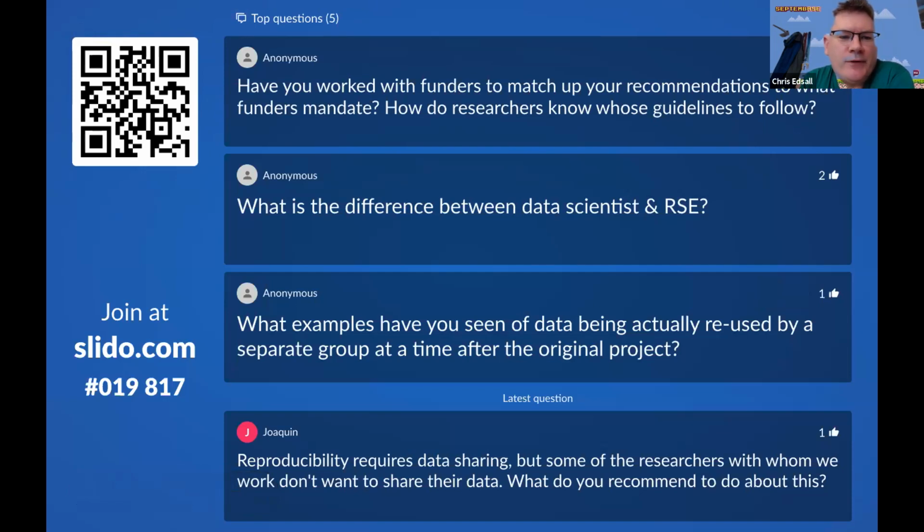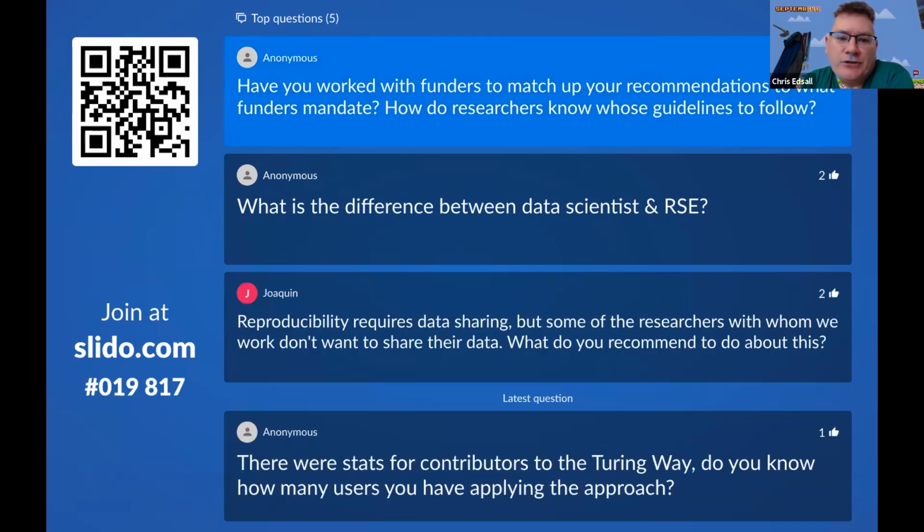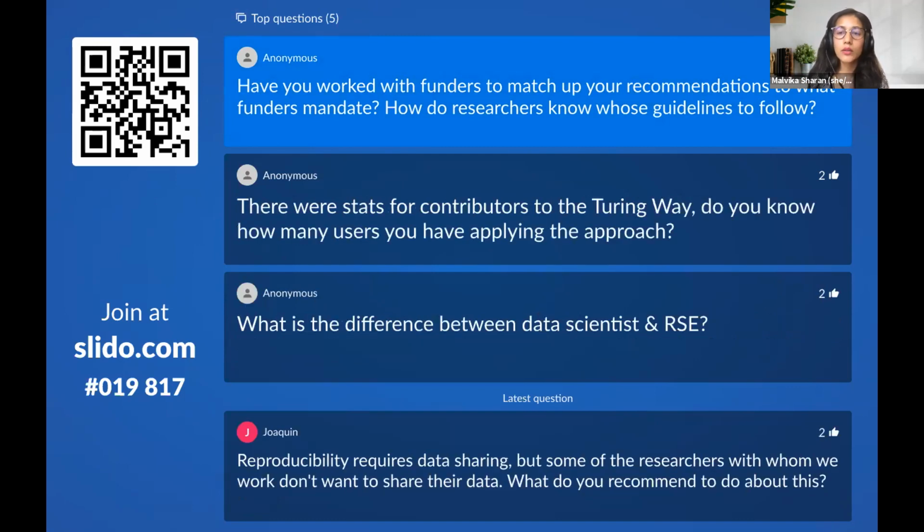Have you worked with funders to match up the recommendations to what the funders mandate? How do researchers know whose guidelines to follow? Yeah, it's a really good question, because of course funders across different fronts have different requirements. So we have worked closely with the Turing training team, who have funding calls on training, in principle, what they want to promote in skill building and capacity building.